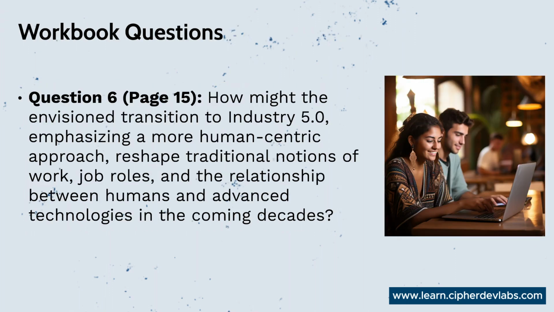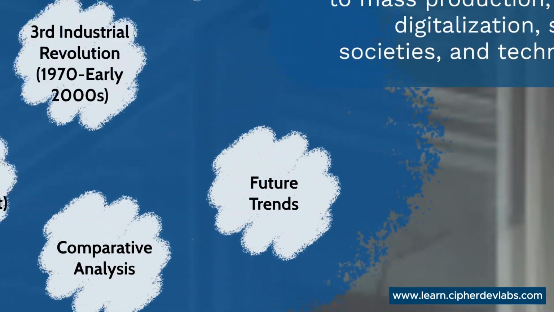Well, now that we have learnt about the future trends of industrial revolution, let's go to our workbook and look at question 6 on page 15. How might the envisioned transition to Industry 5.0, emphasizing a more human centric approach, reshape traditional notions of job roles, and the relationship between humans and advanced technologies in the coming decades? So, now let's spend a few minutes to answer this question, and I'll see you on the next lecture.